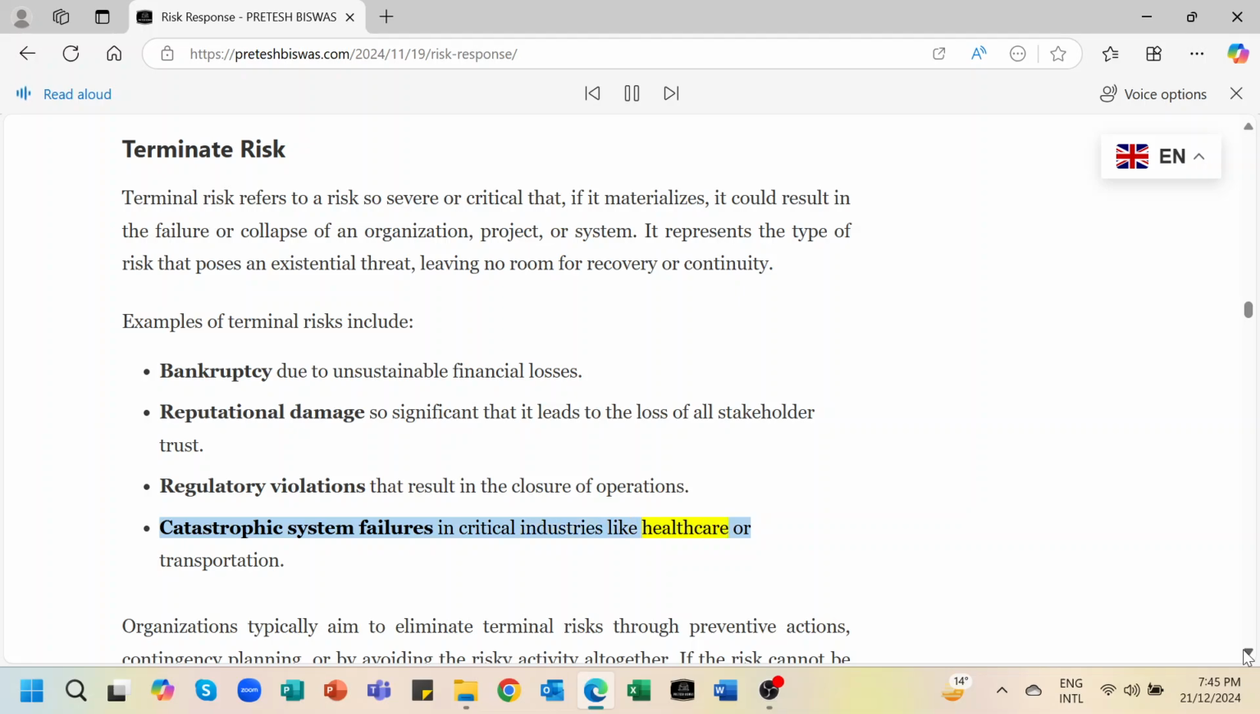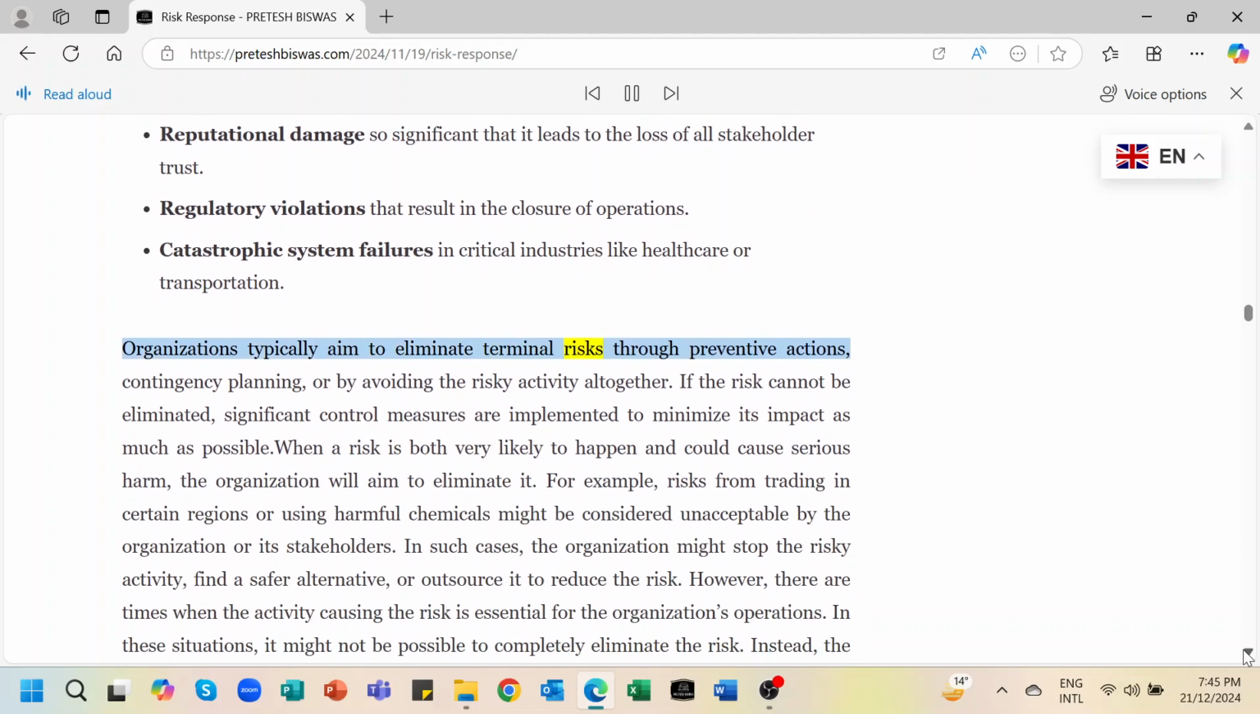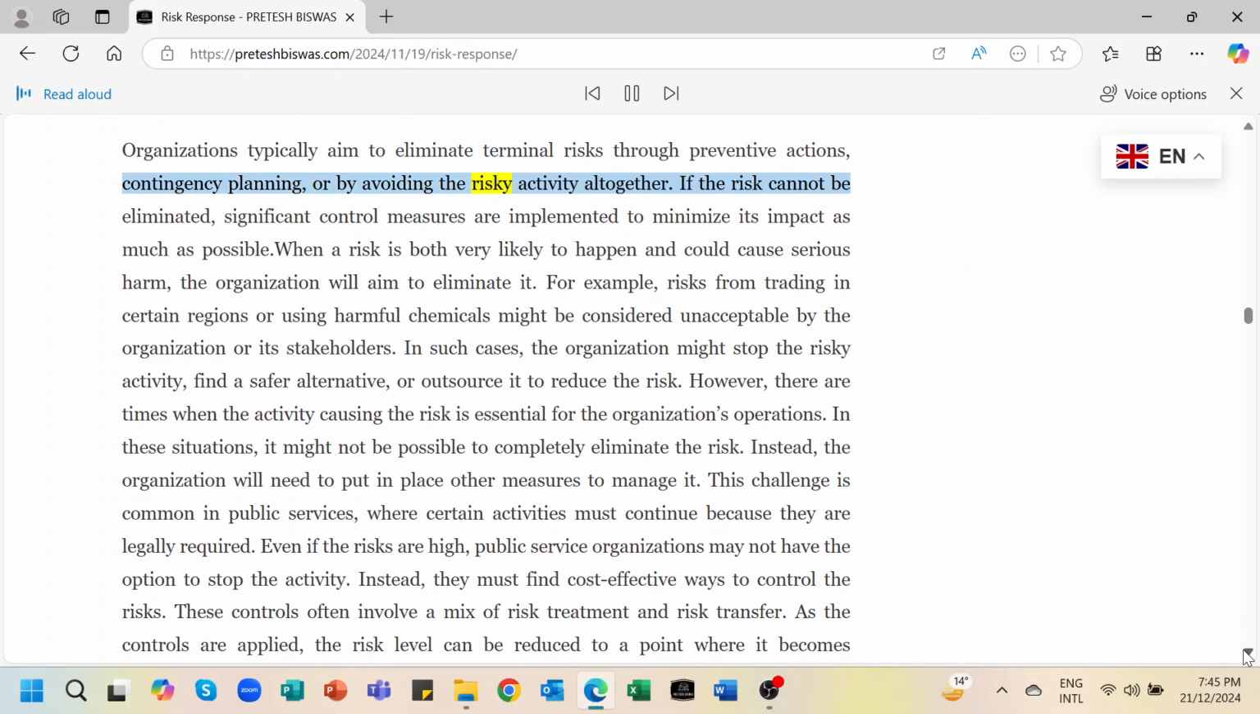like healthcare or transportation. Organizations typically aim to eliminate terminal risks through preventive actions, contingency planning, or by avoiding the risky activity altogether. If the risk cannot be eliminated, significant control measures are implemented to minimize its impact as much as possible. When a risk is both very likely to happen and could cause serious harm, the organization will aim to eliminate it. For example, risks from trading in certain regions or using harmful chemicals might be considered unacceptable by the organization or its stakeholders.